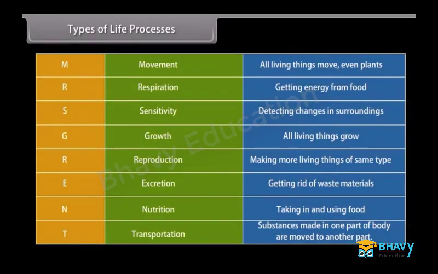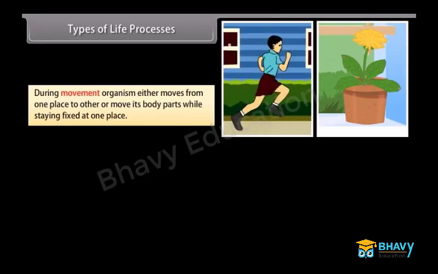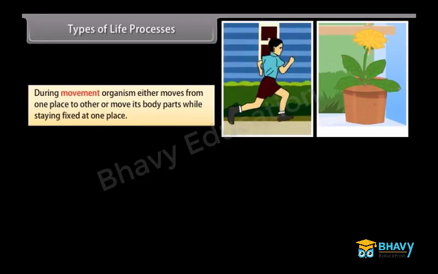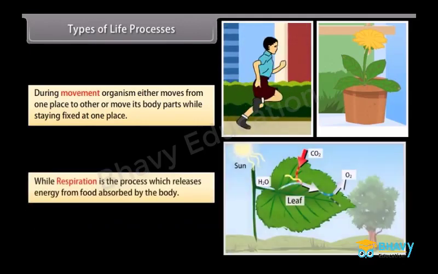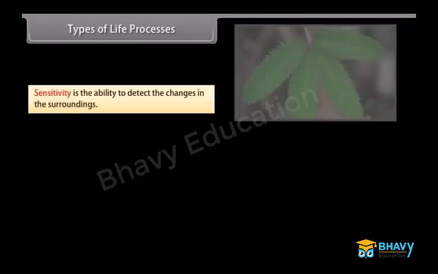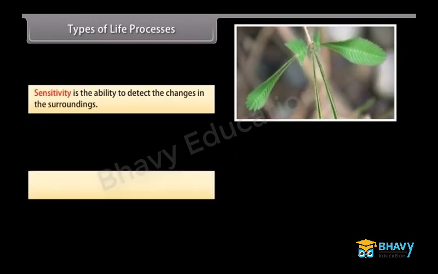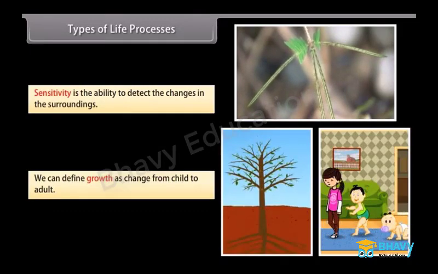Types of life processes. There are the following basic life processes: movement, respiration, sensitivity, growth, reproduction, excretion, nutrition, transportation. During movement, an organism either moves from one place to another or moves its body parts while staying fixed at one place. Respiration is the process which releases energy from food absorbed by the body. Sensitivity is the ability to detect the changes in the surroundings. We can define growth as change from child to adult.